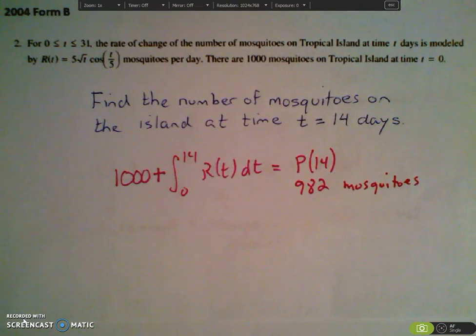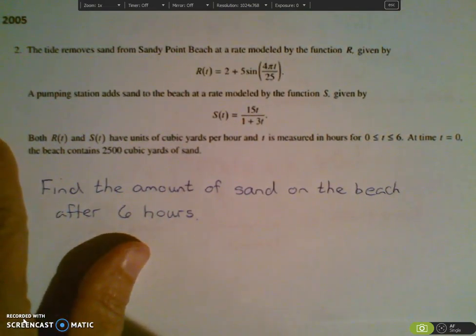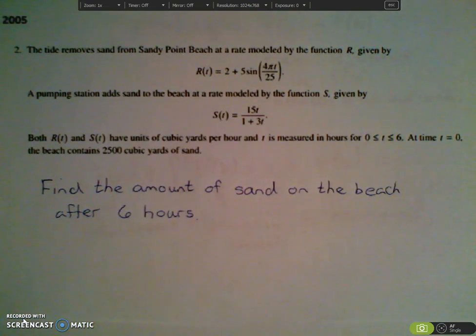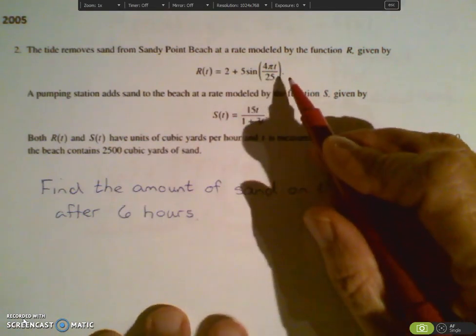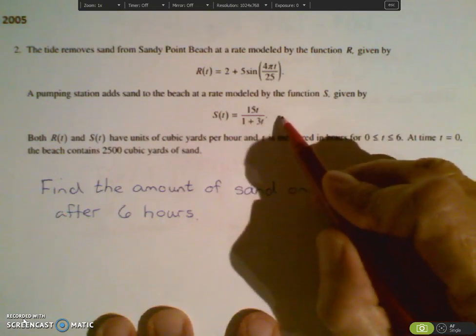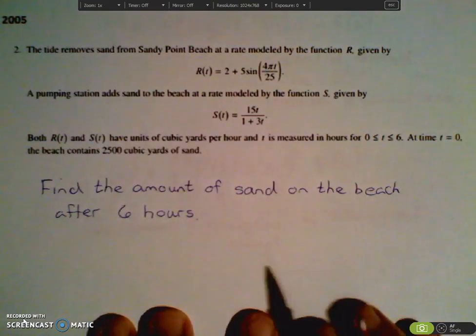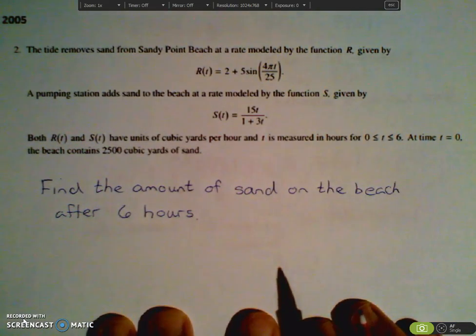Let's look at a second example. In this next example, we have two rates that interact with each other. We have the rate at which sand is being removed from a beach by the tide, and then we also have the rate at which sand is being added to the beach by a pumping station. Our task is to find the amount of sand on the beach after 6 hours.